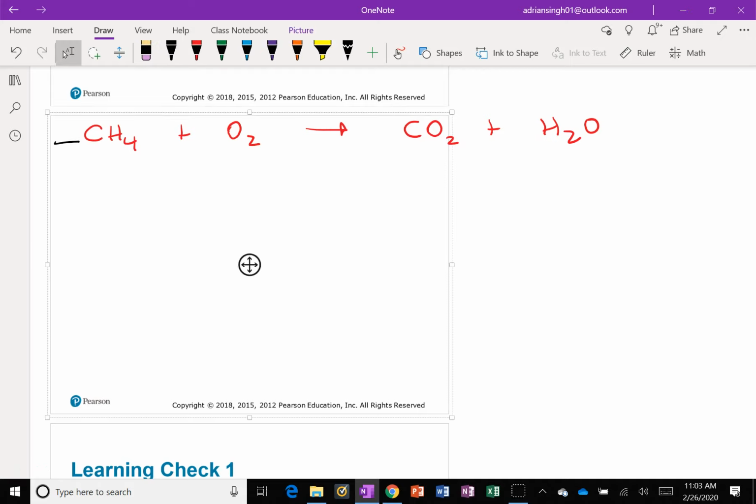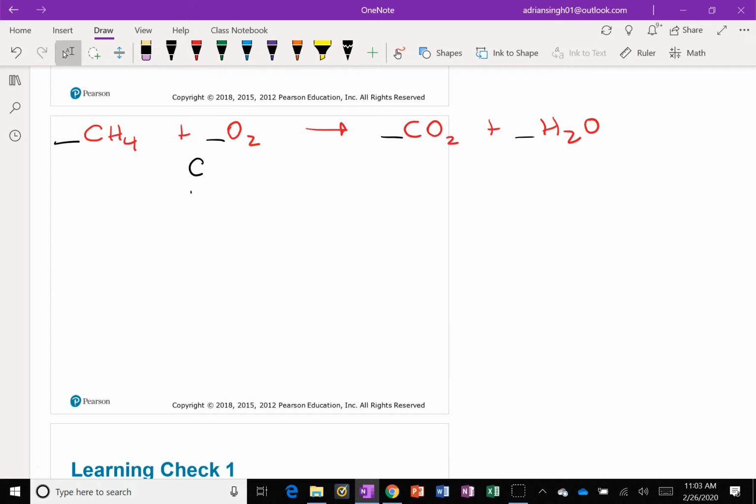Okay, and as you're going through this, I would recommend that you just put a line in front of each of the formulas. That way you know the only place where you can stick these coefficients in has to be at the front. And then we go through the process. We list all the atoms that we have on both sides, and we should have the same types of atoms on both sides of the equation.